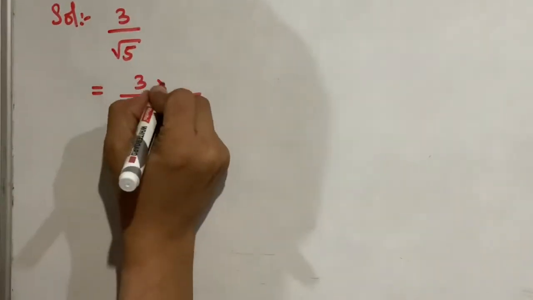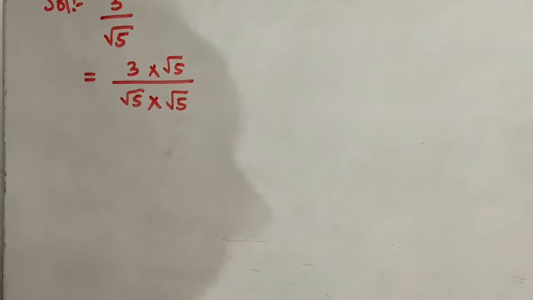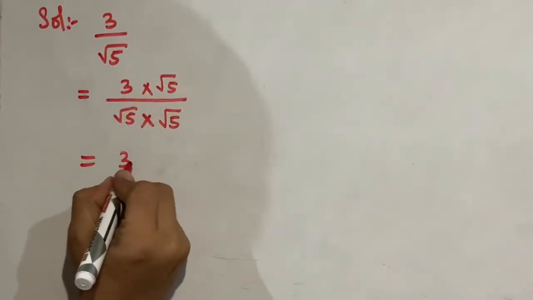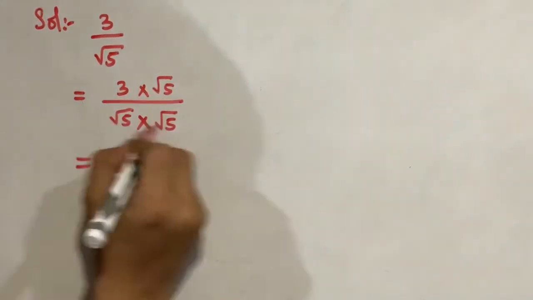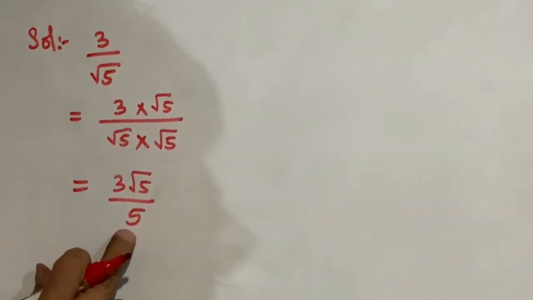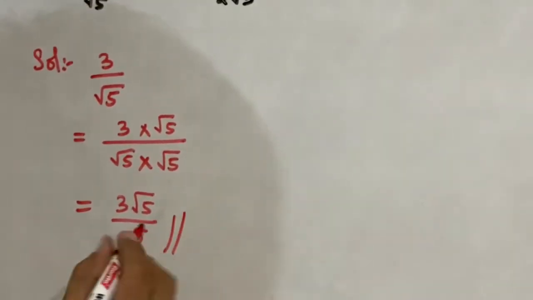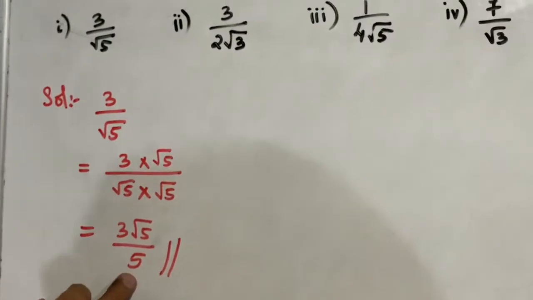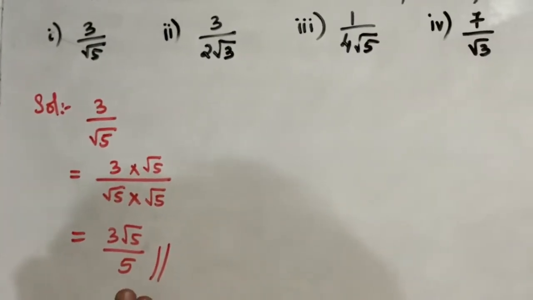So we multiply the numerator and denominator by root 5. In this example, 3 into root 5 is 3 root 5, and root 5 into root 5 is 5. So the denominator becomes rational. This is how we rationalize the denominator, converting an irrational number into a rational number.